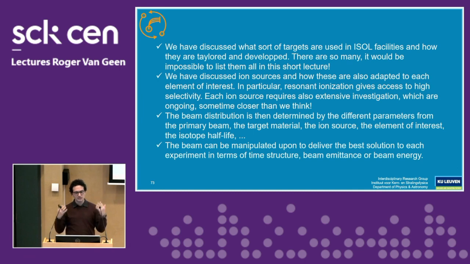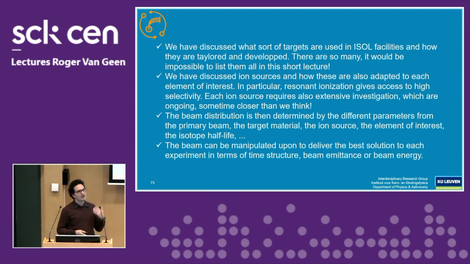We've also discussed ion sources, how we have to adapt those to each element of interest, and that each requires extensive investigation, sometimes ongoing, and maybe closer than you even think. Somebody in the room here is doing such development, for example, on the surface ion source. The beam distribution is then determined by different parameters: the primary beam, the target material, the ion source, the element of interest, the isotope half-life, you name it. There are a lot of things that come into it.